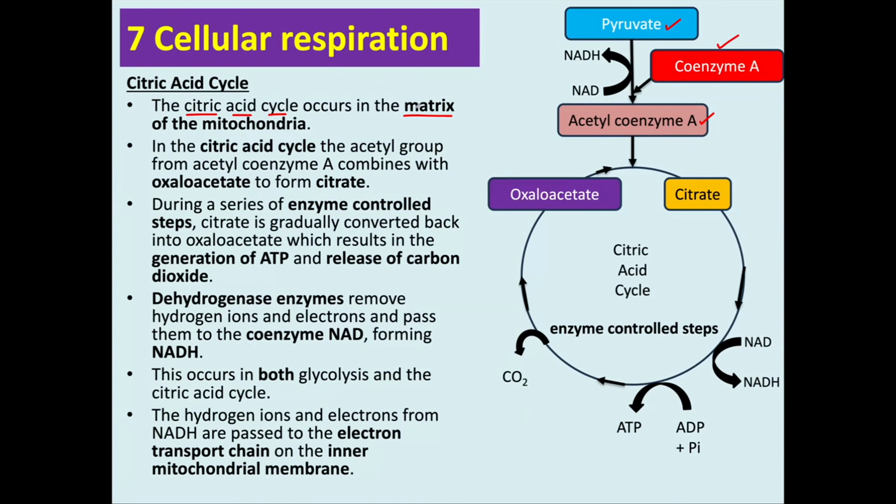We know that the second part of aerobic respiration from National 5 takes place in the mitochondria. We're now going to be more specific about where and about what happens within the mitochondria. So the citric acid cycle occurs in the matrix of the mitochondria. That is very much well worth memorizing because it does come up in the exam very regularly.